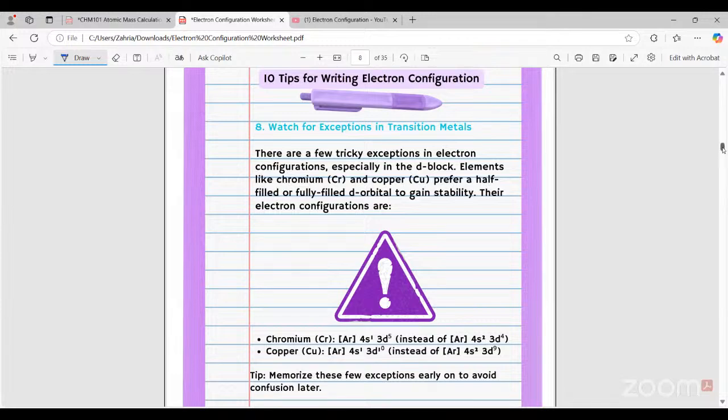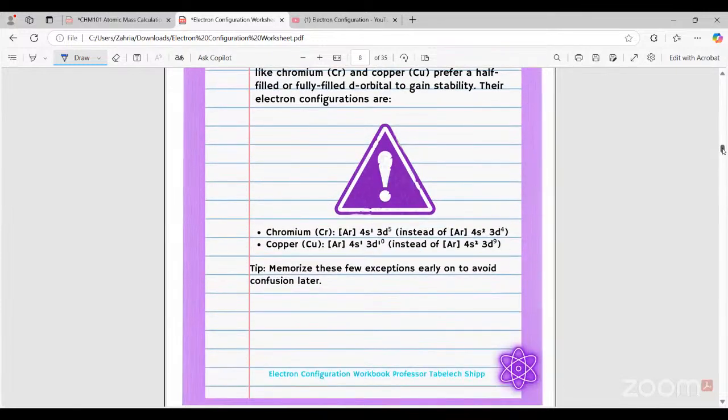In terms of the Ds, make sure that you are aware of this. Copper and chromium are the ones that get half filled. So instead of saying 4s2 3d4, the 4s is half filled and the 3d gets filled up. If you just remember those two, you don't have to worry about whether you've written it out properly. So let's do some practice problems with the D blocks so you can see what I mean by that. Let's practice with the D blocks.